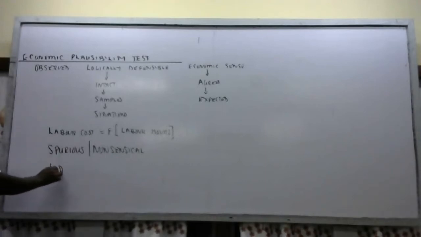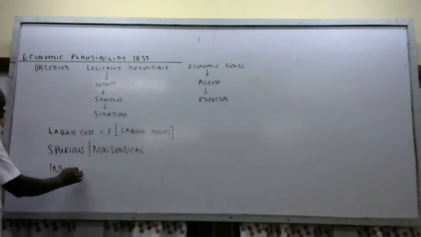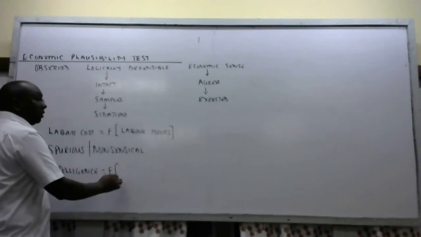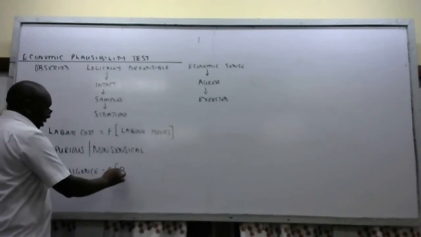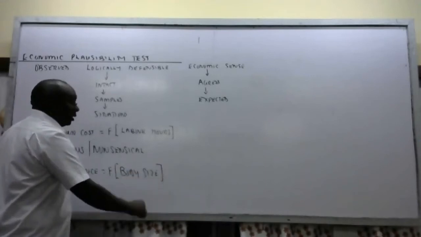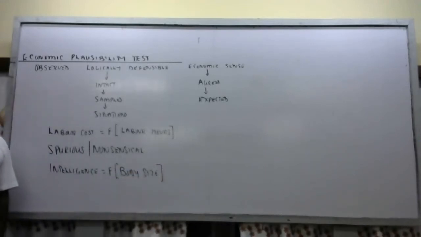Example: intelligence is a function of body size.